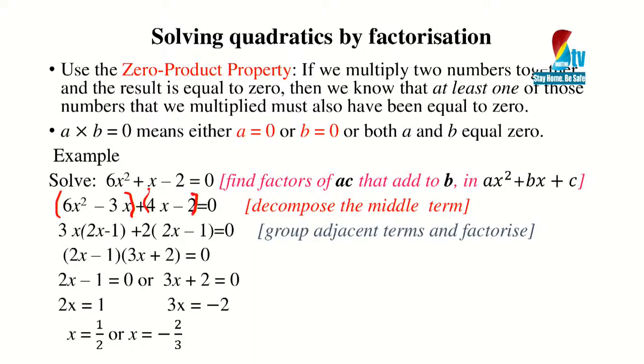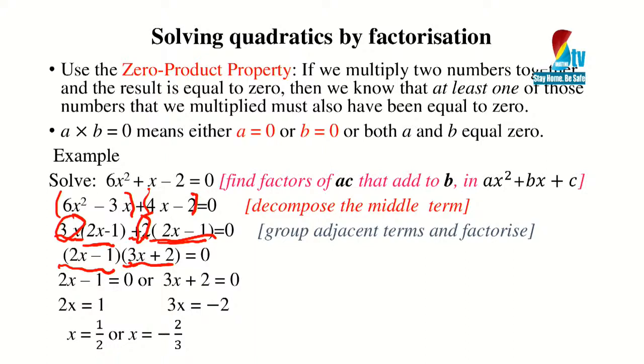And then we factorize each group. When we factorize the first group, we factor out 3x. Then inside brackets, we have 2x minus 1. In the second group, we factor out 2. Then inside brackets, we are left with 2x minus 1. We notice that 2x minus 1 is common in both groups, so we take it out. Then what is left is 3x plus 2.